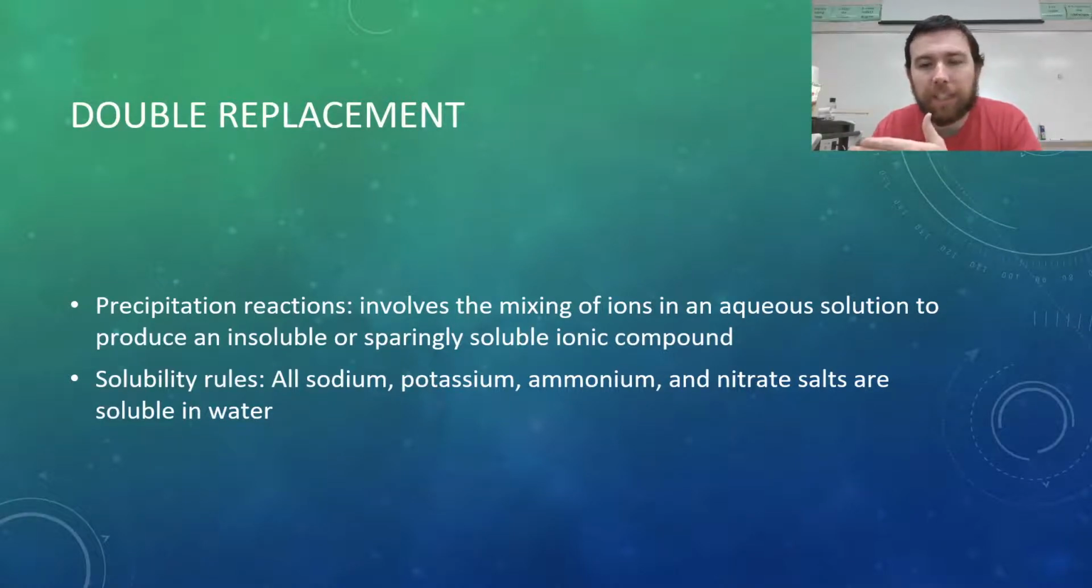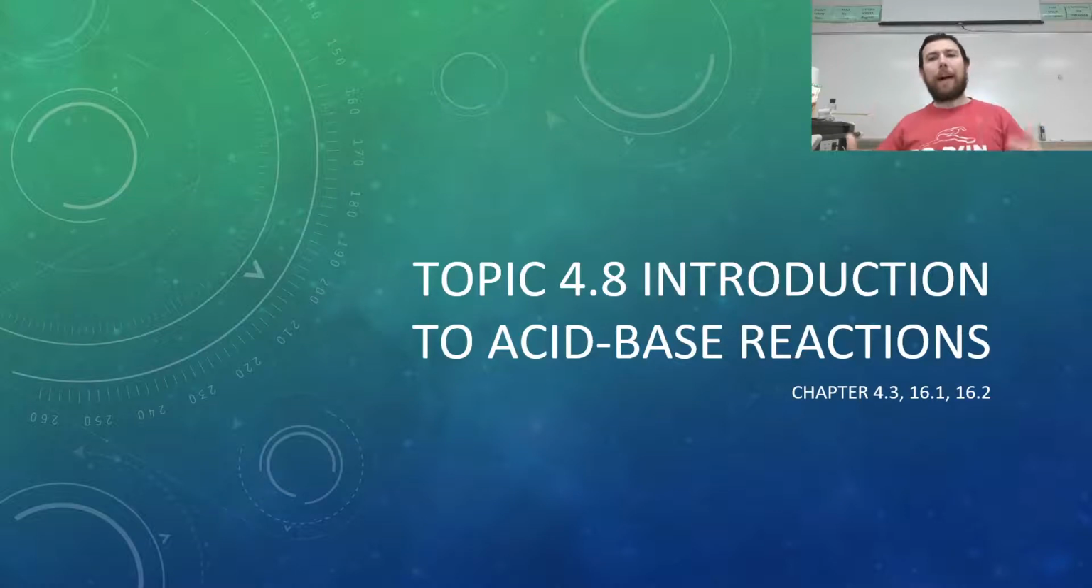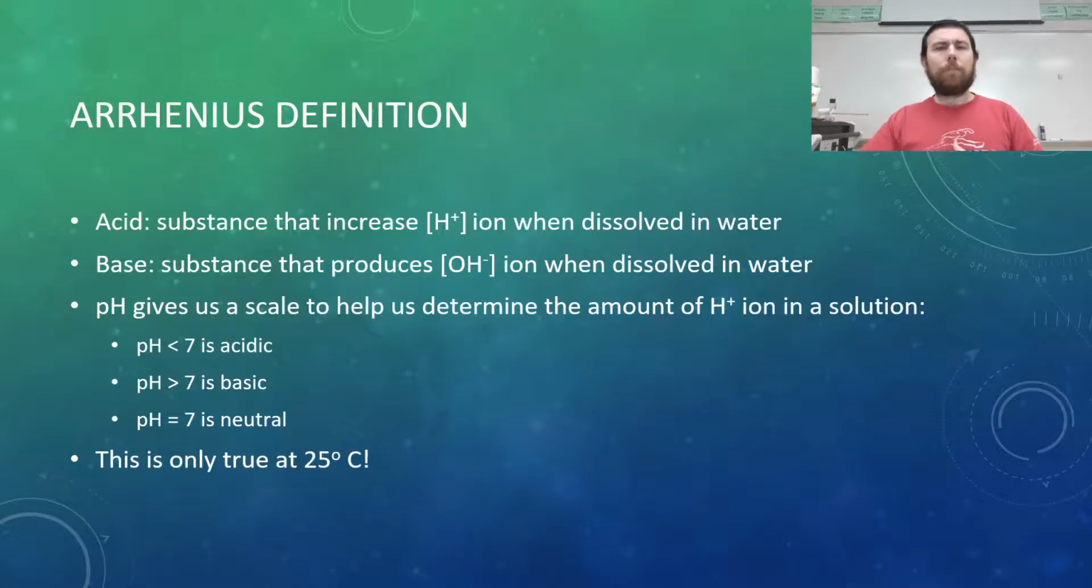Now, we're going to shift gears. We just dealt with the metathesis processes, and now what I want us to take a look at are acid and base reactions, okay? And in order for us to do that, we're going to be examining things from Chapter 4, Section 3, but then we're also going to dive into some things that are in Chapter 16 in Sections 1 and 2, okay?